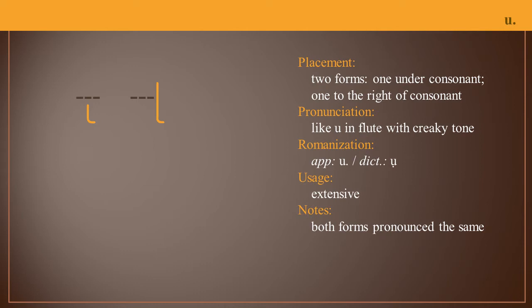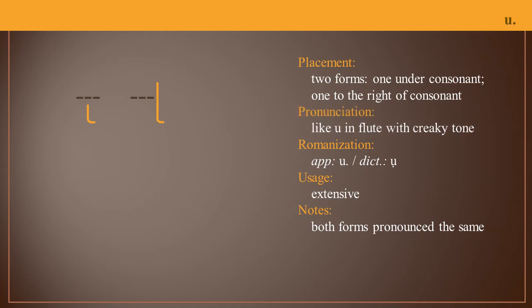in appearance and sound. So the first one we're going to cover has two different forms, and it's placed in two different places in relation to the consonant. One you'll find directly under the consonant, one immediately to the right of the consonant, and a little bit larger in size. But the pronunciation is the same for both.